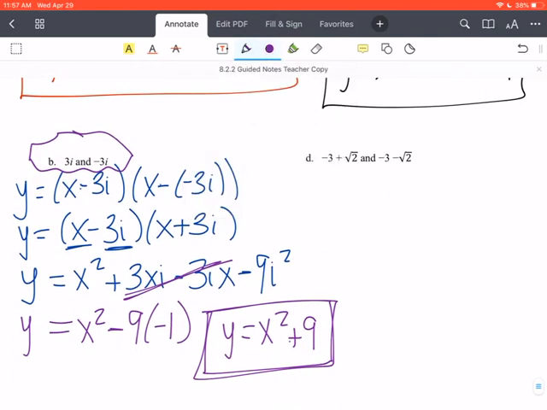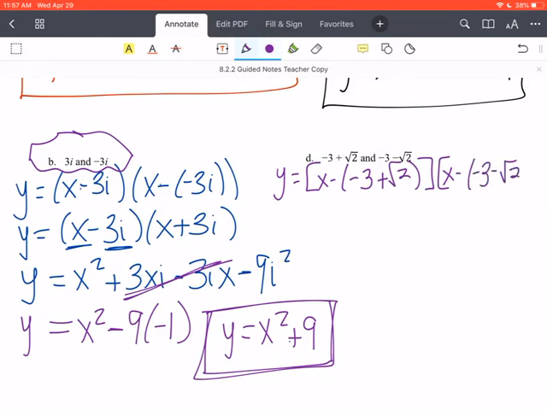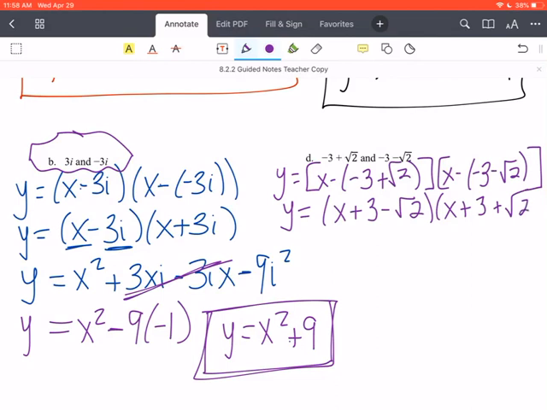One more, try it on your own, see if you can get it right. Y equals x minus negative 3 plus root 2. And then we have x minus negative 3 minus root 2. We can be confident that we're going to end up with a real number because they're conjugates. So, distribute your negative: x plus 3 minus root 2, x plus 3 plus root 2.